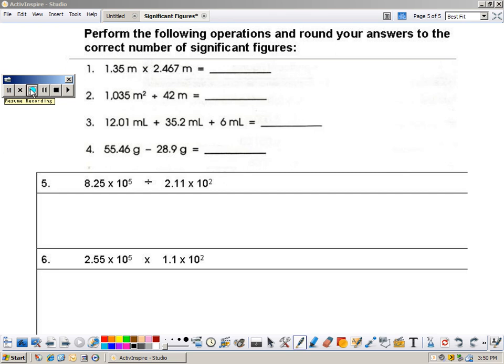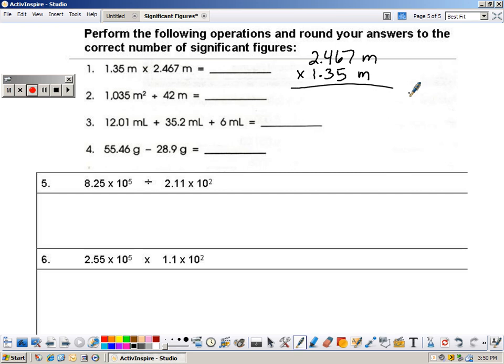We are going to multiply 2.467 meters by 1.35 meters. All right, so perform the operation the way you normally do. And what do we get? 2.467 times 1.35 gives us 3.33045. Okay, so this is what I get just from a calculator.